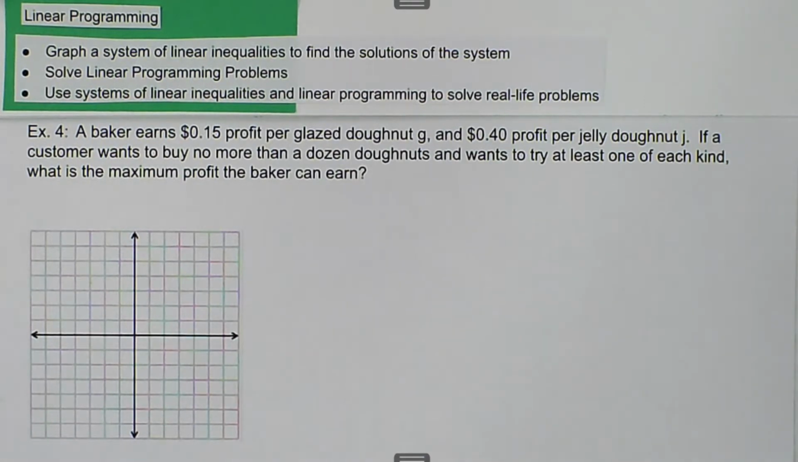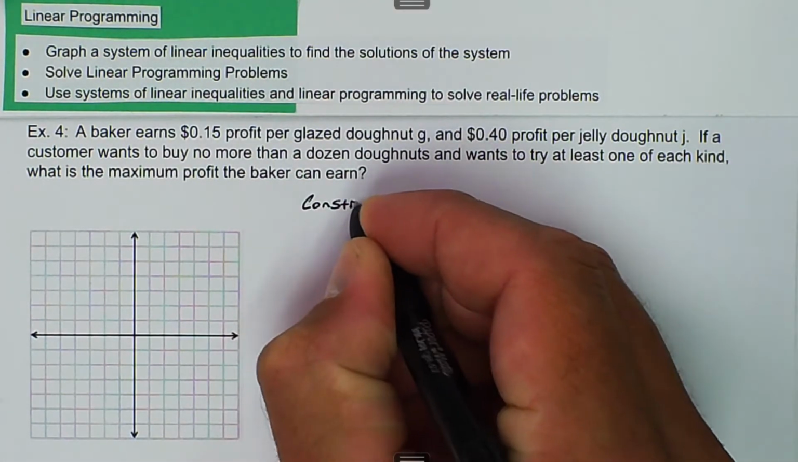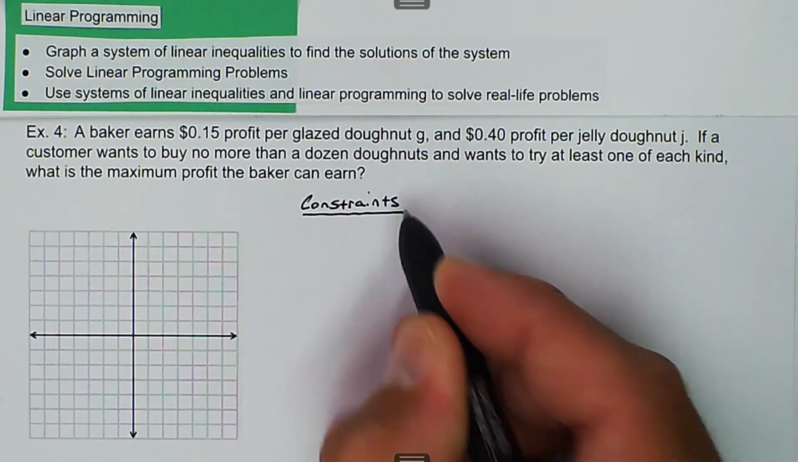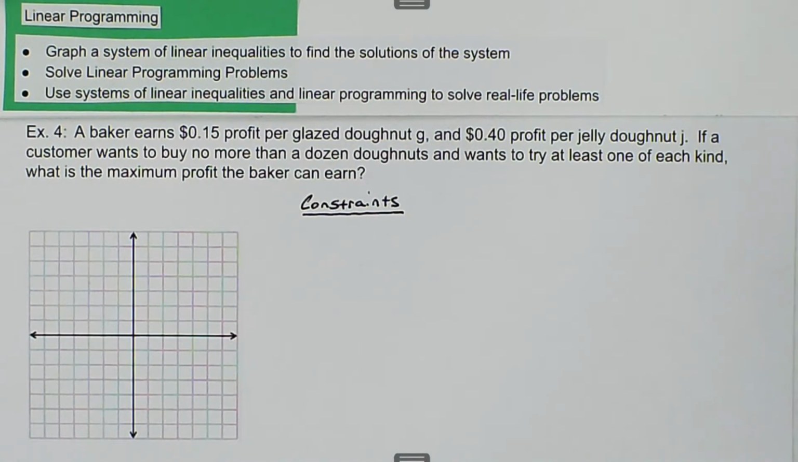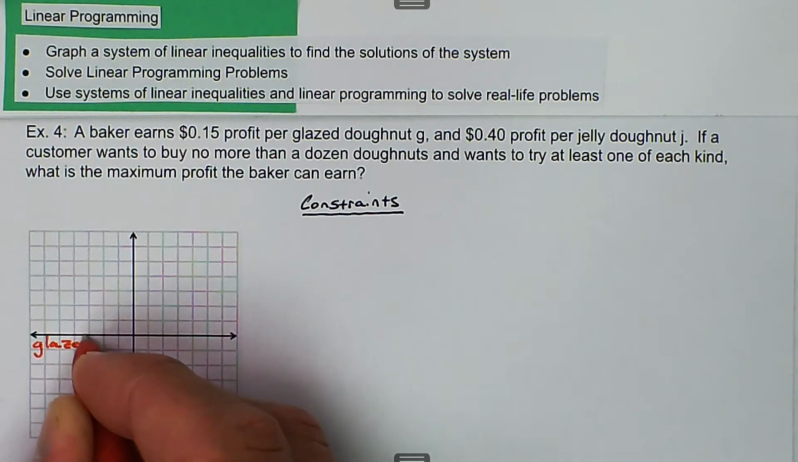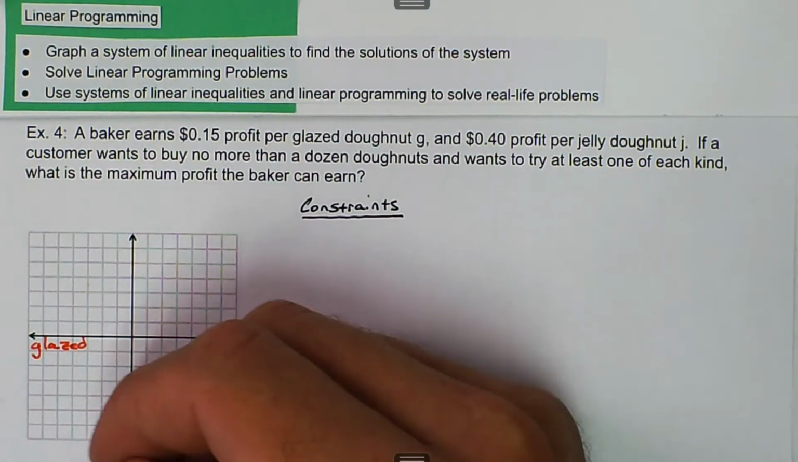So first thing we got to think about is the constraints. In this case, we're talking about glazed donuts and we're talking about jelly donuts. So what if we make the x-axis represent the glazed donuts and we make the y-axis represent the jelly donuts?